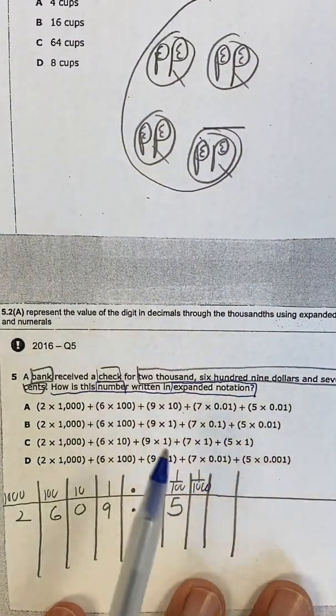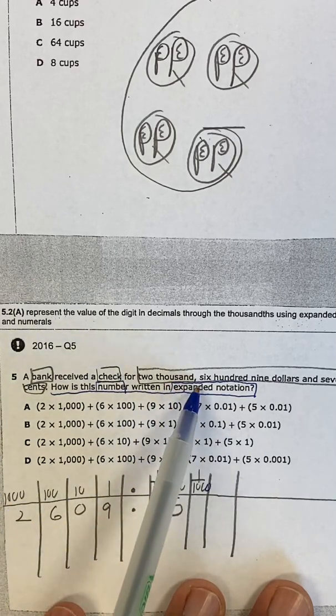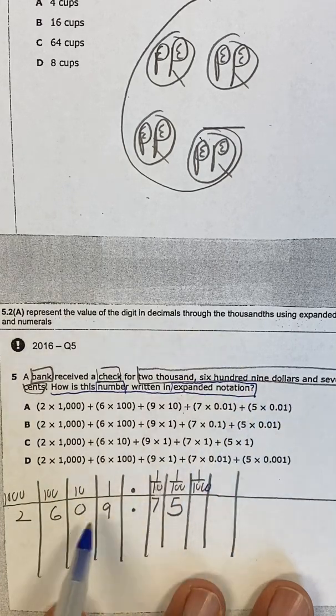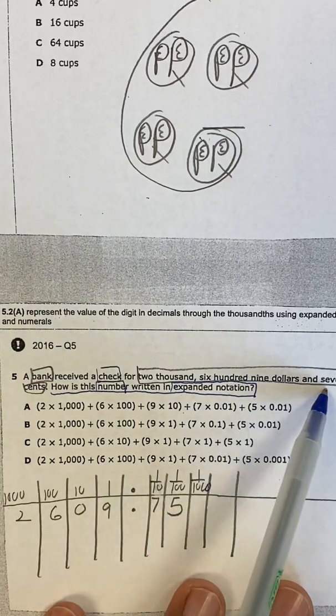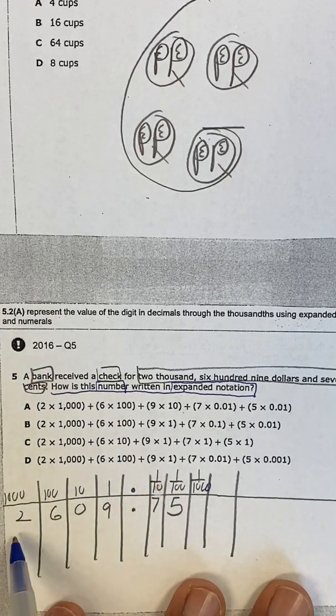All right, so the check is for $2,000, so I put a 2 in the thousands. $600, so I put a 6 in the hundreds. There were no tens, so I put a 0 in the tens. $9, that's 9 $1 bills. I have 75 cents, so that's 7 dimes and then 5 pennies. All right, so I got 2,609 and 75 hundredths. So I'm looking for which answer choice is going to match.